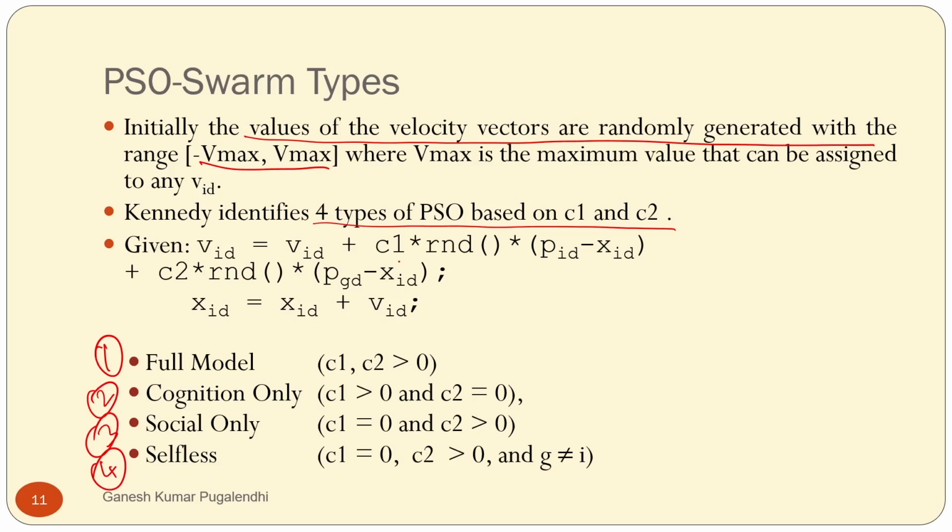If you check the value of C1 and C2, if both C1 and C2 are greater than 0, then it is a full model PSO. If C1 is greater than 0 but C2 is 0, then it is cognition only. The social only, C1 is equal to 0, C2 is greater than 0. Selfless, C1 is equal to 0, C2 is greater than 0 but G is not equal to the particle itself. Accordingly the equations are updated and verified. So these are the fundamental types of PSO swarm.